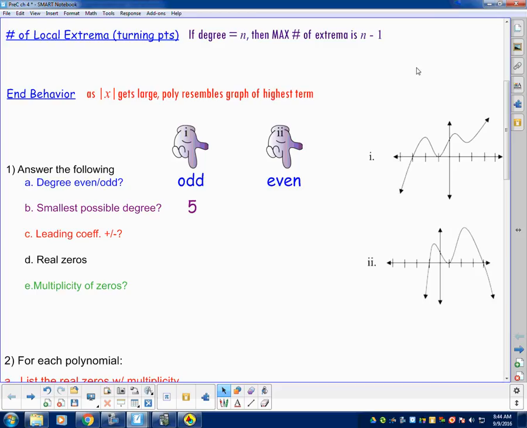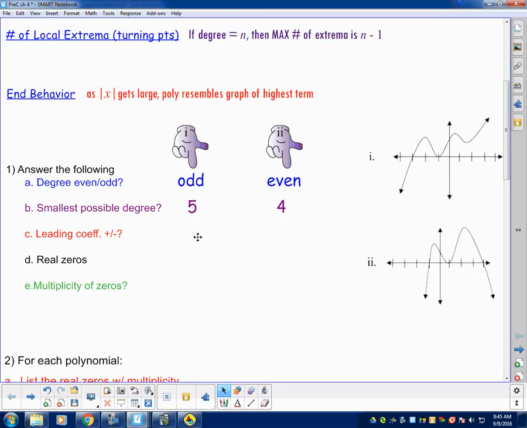It's working backwards from what I said up here. We're counting the number of extrema. That's the n minus 1 part, so if I add 1 to it, that's the smallest possible degree. What about here? What's the smallest possible degree? Well, I count humps. It's 1, 2, 3, and then I add 1 to that. Smallest possible degree is 4.